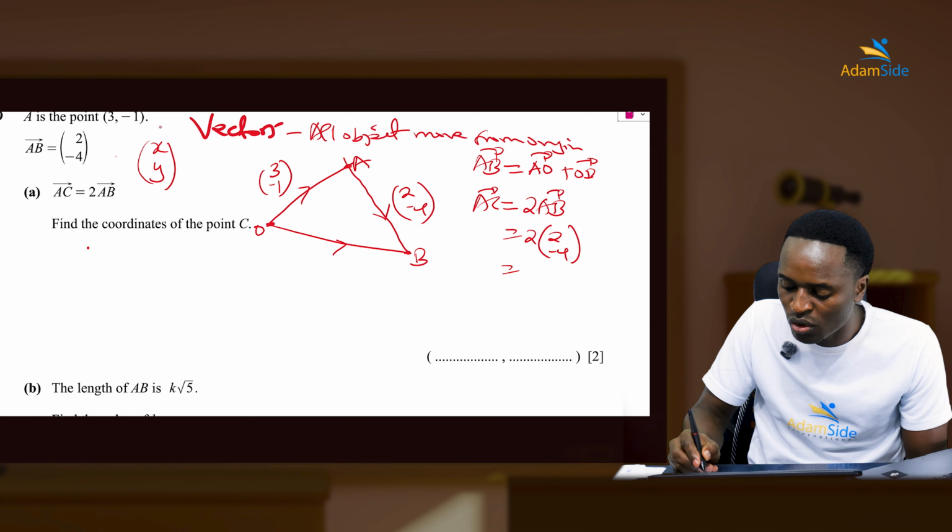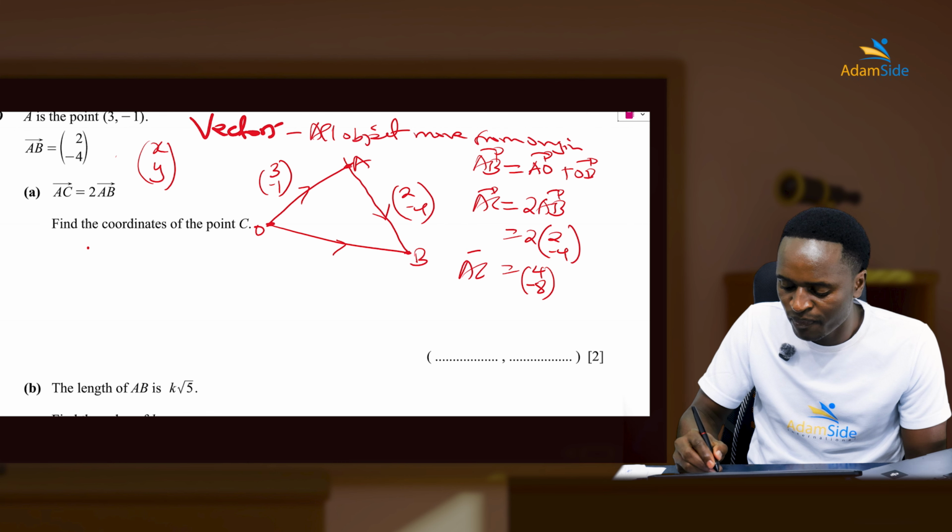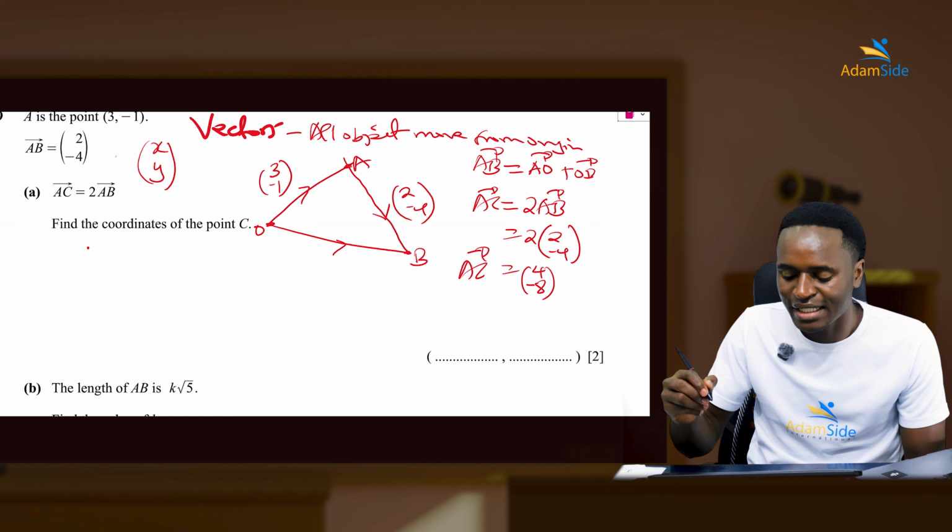It will be 2 times the column vector. You multiply the coefficient by every entry inside. So 2 times 2, you get 4. 2 times -4, you get -8. So we have vector 4, -8. So vector AC is equal to 4, -8.